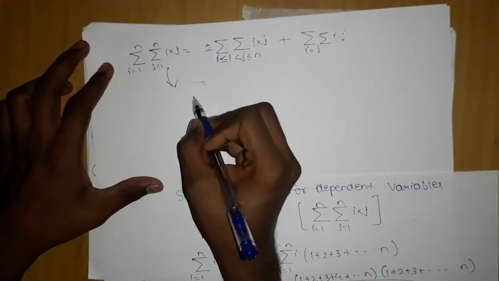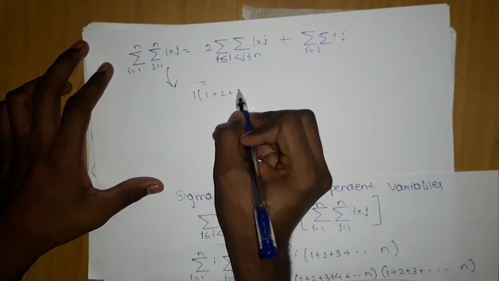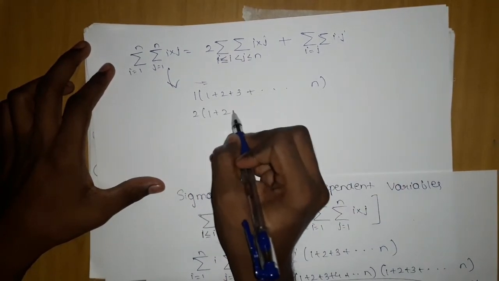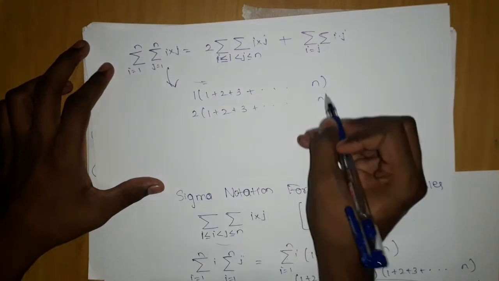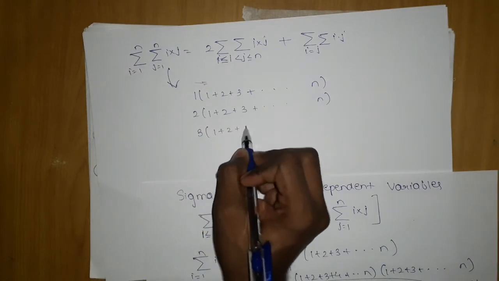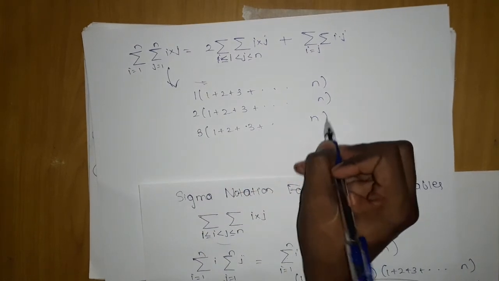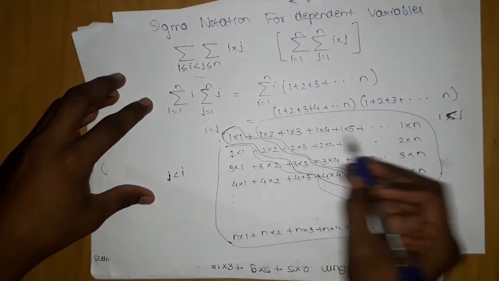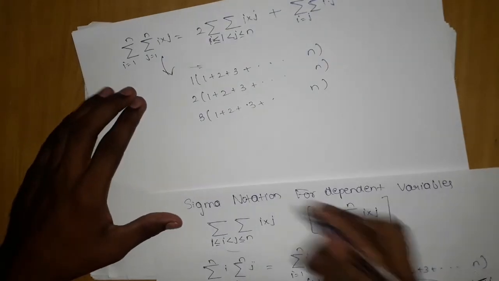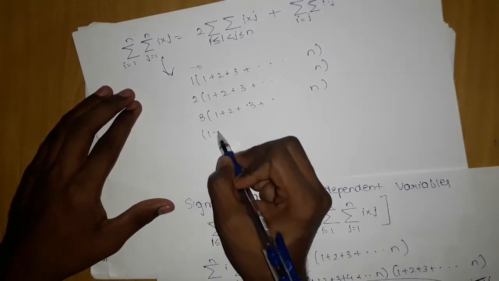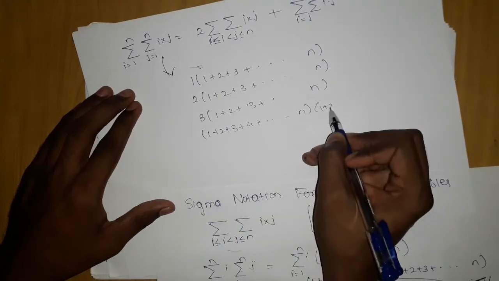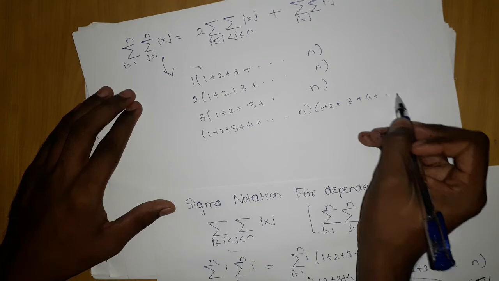If I move one outside, 1 plus 2 plus 3 plus, till n terms will be there. Similarly, 2 moved outside, 1 plus 2 plus 3 plus, n terms will be there, and 3 outside, 1 plus 2 plus 3, like that n terms will be outside. I'm talking from this point of view. If I move one outside, the n terms will be there, 2 outside, n terms will be there. So after this it will be like this: 1 plus 2 plus 3 plus 4 till n, into 1 plus 2 plus 3 plus 4 plus till n.